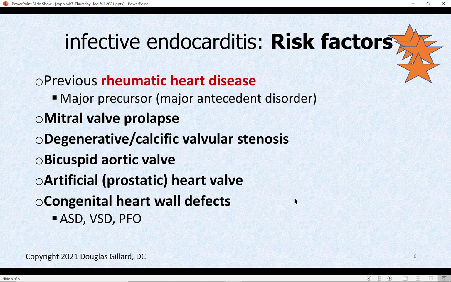So people who've had, that's called rheumatic heart disease. People who've had rheumatic heart disease are at risk for future infective endocarditis, because it's just easier for bugs to stick to the scarred up and damaged heart.